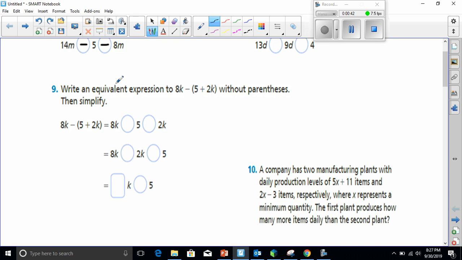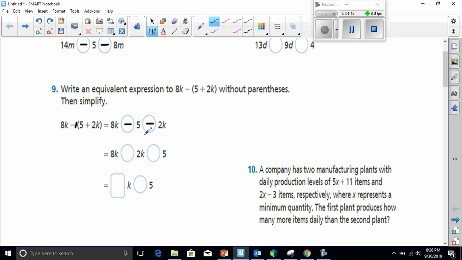Write an equivalent expression to 8k minus (5 plus 2k) without parentheses. Okay, well, once again, we have the negative sign in front of the parentheses, and we can apply this -1 to everything in the parentheses. Well, -1 times 5 is -5. -1 times 2k is -2k. All right. Then we're going to have 8k.